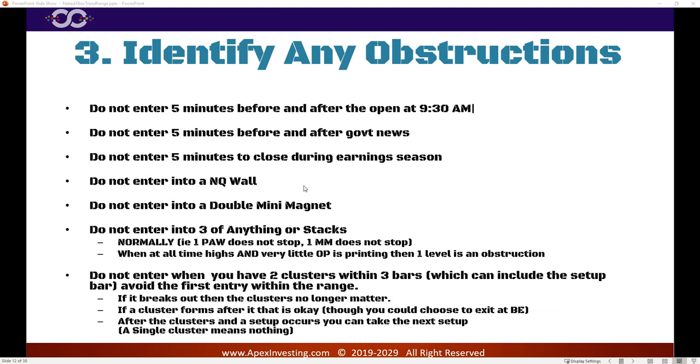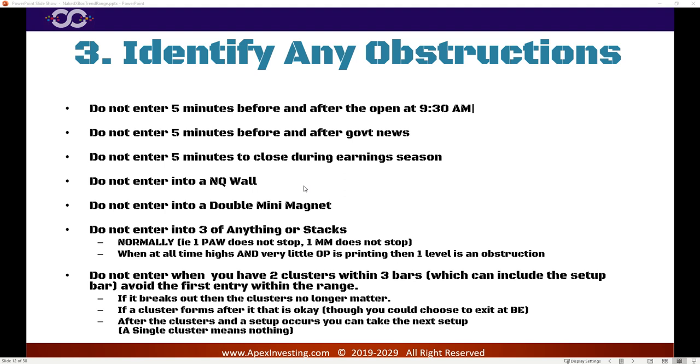Now, here's a very important one. Do not enter into a double mini magnet. Now, everybody pay close attention here real quick. Because I know that right now we've got 183 people on this webinar, and I know 25 of you are typing right now, and you're going to ask me, well, what qualifies as a double mini magnet? How close together do they have to be for you to say don't take it? Do they have to be a few ticks apart? Tell me I'm wrong. I know a lot of you are asking that.